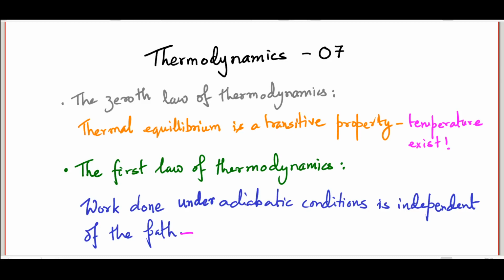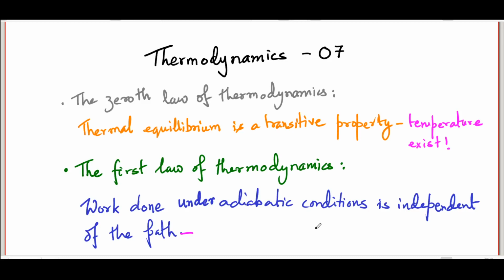Now, we just met the first law of thermodynamics in the last lecture, and there it was stated in the following form: work done under adiabatic conditions is independent of the path taken. Just like the 0th law implies the existence of temperature, this version of the first law actually implies the existence of a thermodynamic quantity that is known as the internal energy.